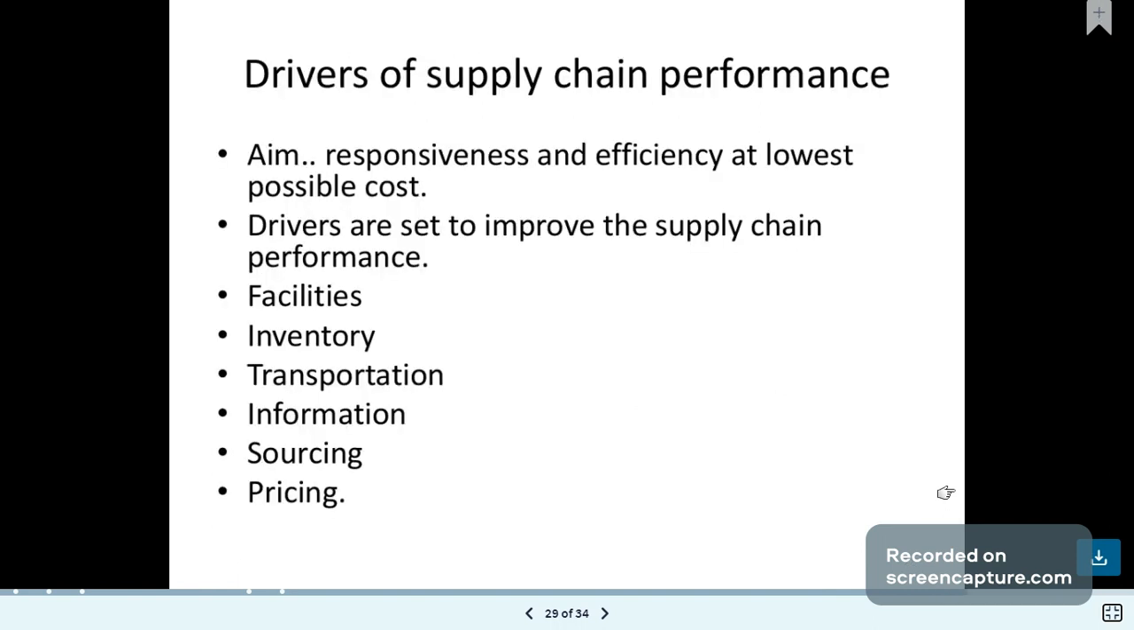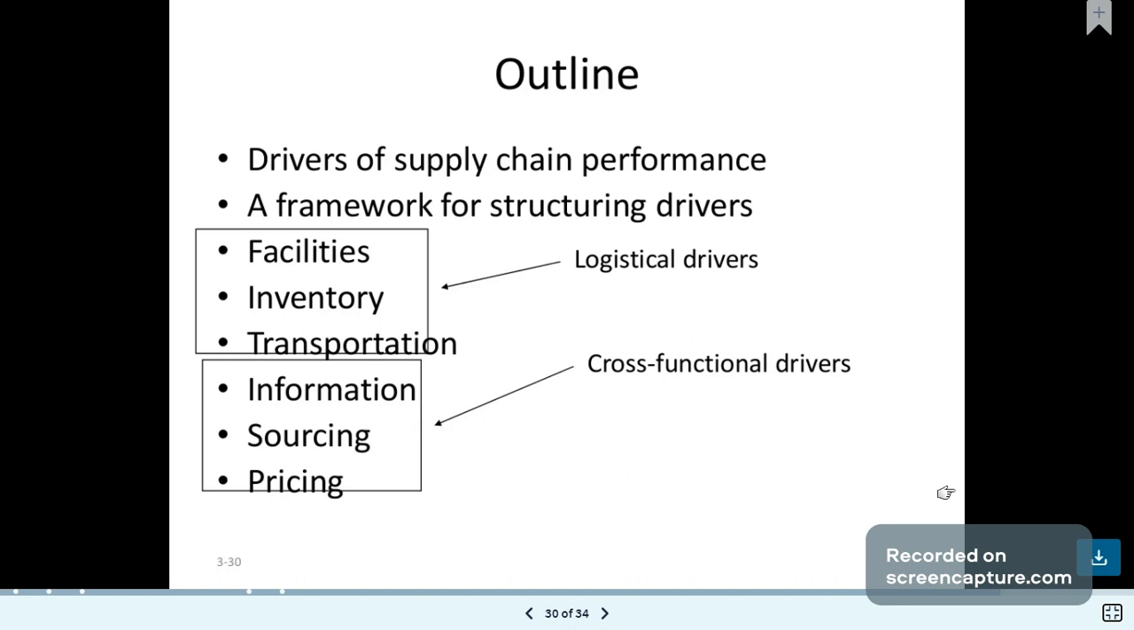Drivers of supply chain performance. These are the drivers we can use to deliver the supply chain's aim of responsiveness and efficiency at the lowest possible cost. Drivers to improve supply chain performance are facilities, inventory, transportation, information, sourcing, and pricing. We can see a framework for structuring drivers: logistical drivers and cross-functional drivers. Logistical drivers include facilities, inventory, and transportation. The cross-functional drivers include information, sourcing, and pricing.